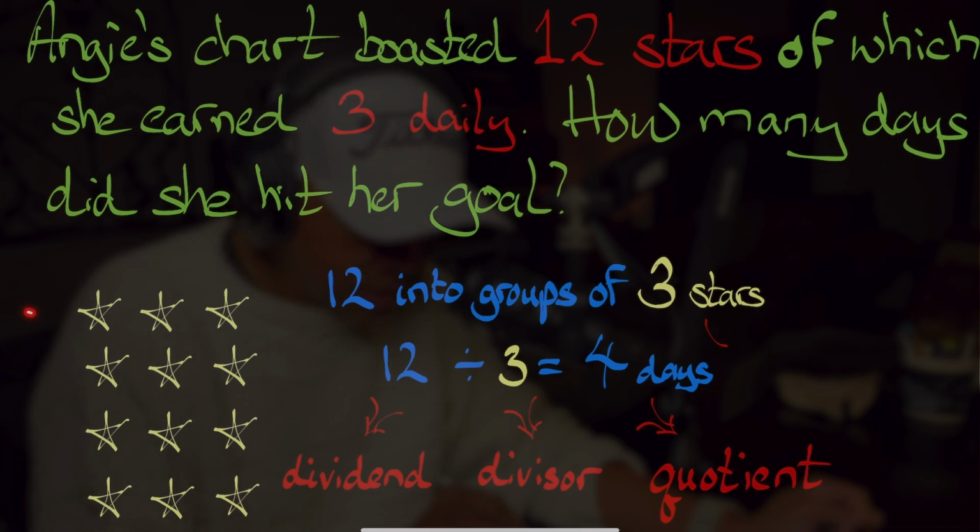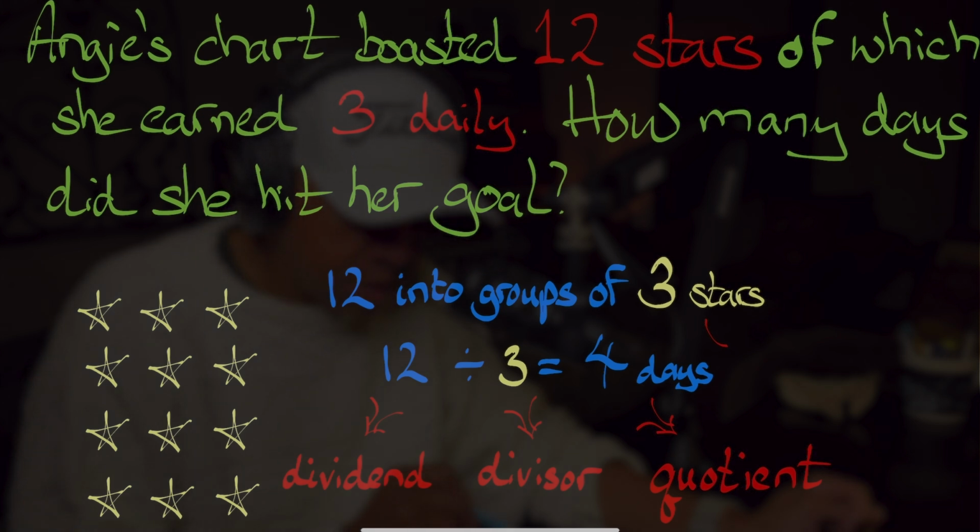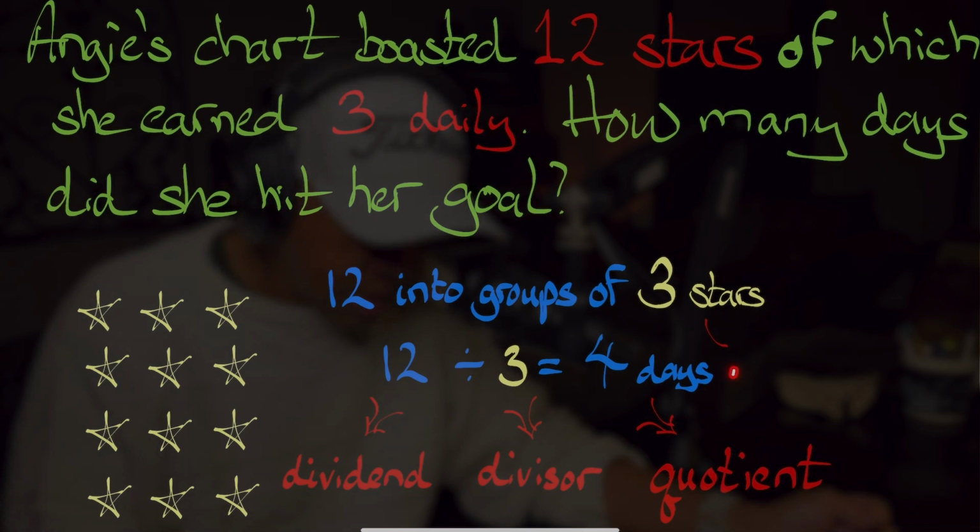So by putting them into rows of 3, I find out the number of days over which she earned all those stars. So the number of rows is 4. That's why the unit that I've chosen is days, because each row stands for 1 day.